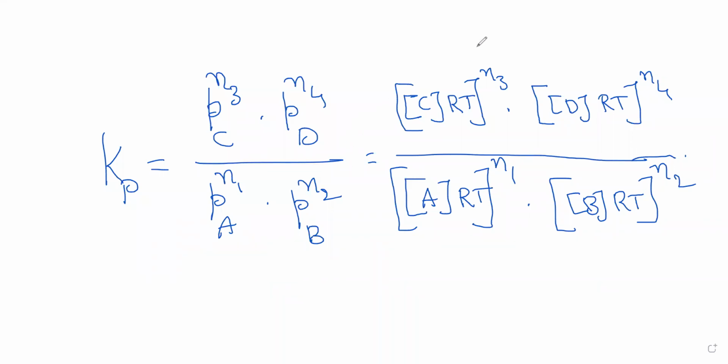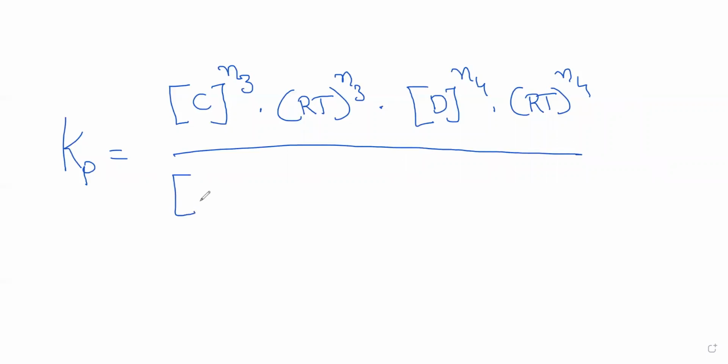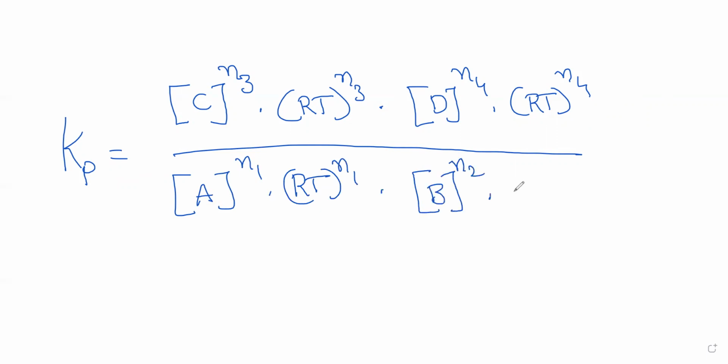Noted, sir. Very good. Now, what we can write later, Kp is equal to, we'll split up the terms: concentration of C power n3 into RT whole power n3, into concentration of D whole power n4 into RT whole power n4, divided by concentration of A whole power n1 into RT whole power n1, into concentration of B whole power n2 into RT power n2. So we can write like this.